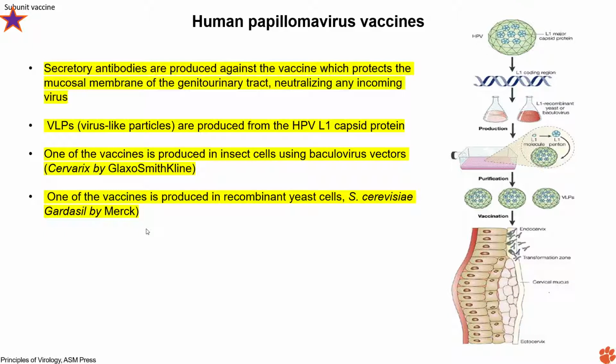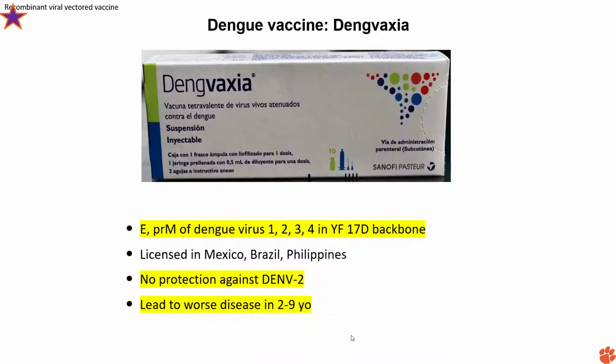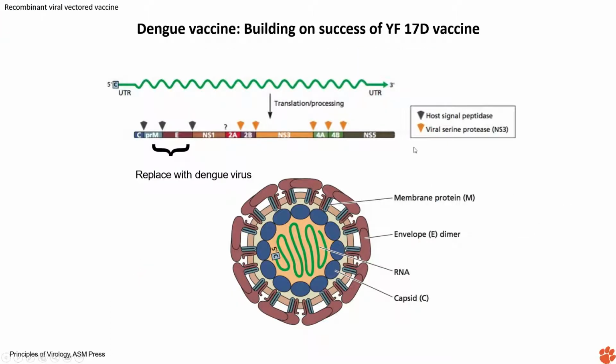All right, so let's take a look here. Here is the Dengvaxia, which did have some drawbacks. The first thing is how it was produced. For that, this one is right here. I should have put a star on this one as well. This is building on the success of the YF17D vaccine. This is a yellow fever vaccine.